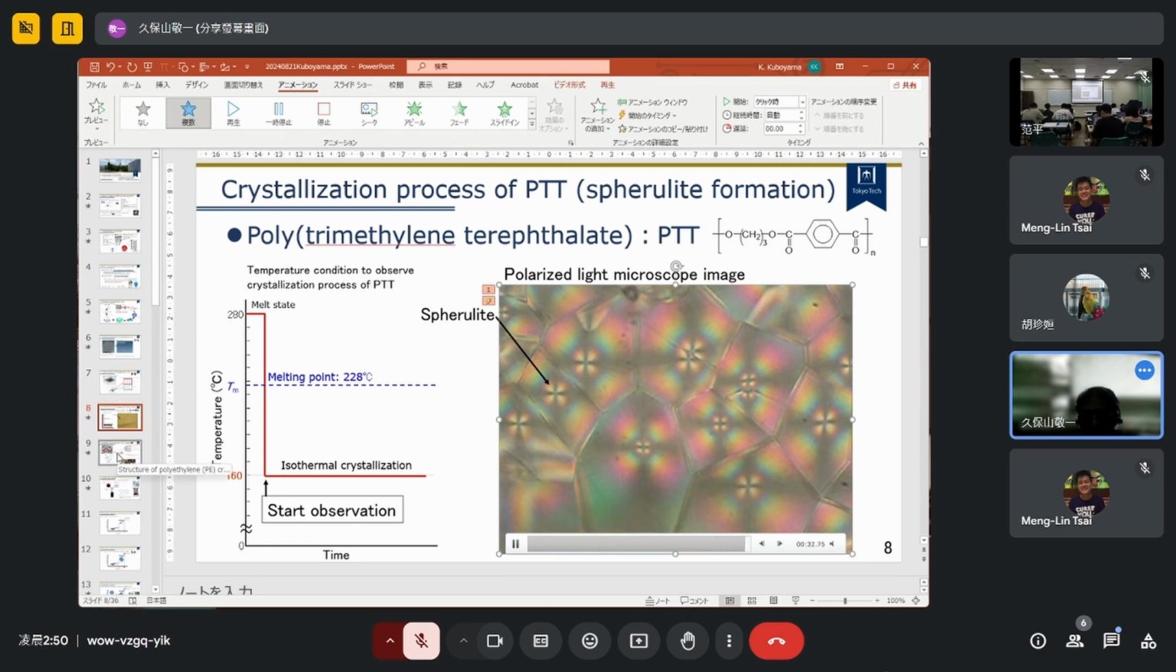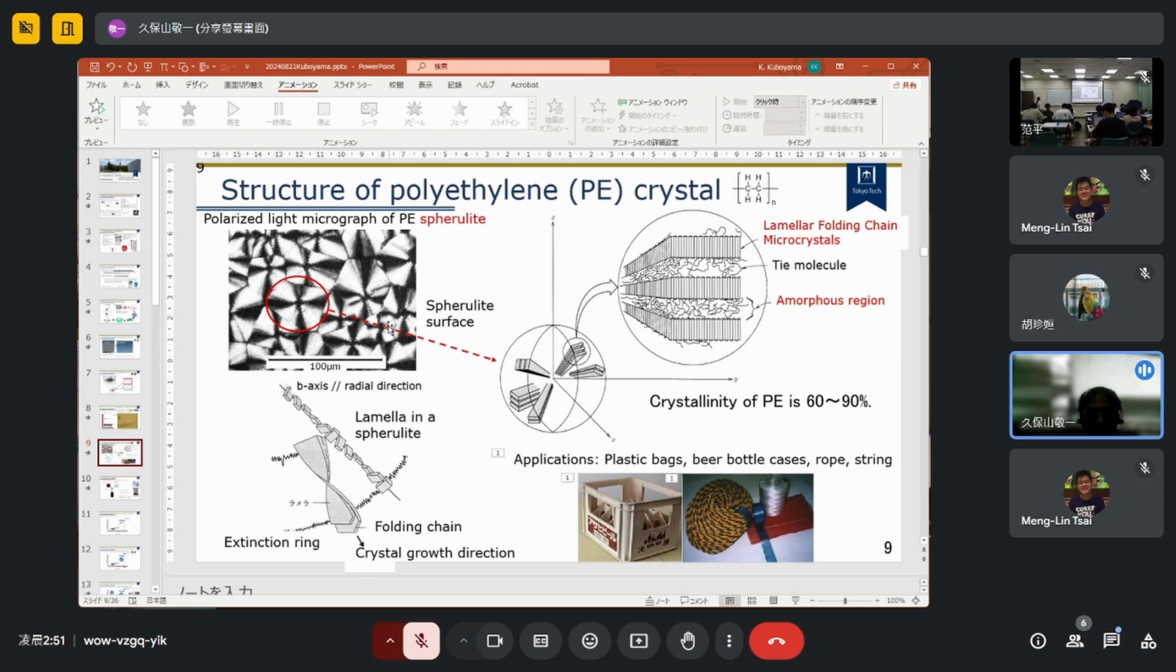So when you observe the crystal structure under the optical microscope, the image becomes like this. Each of these parts is a spheroid, but they collide with each other, so the boundary becomes linear, and the morphology becomes like this. And each spheroid consists of a lamellar structure.